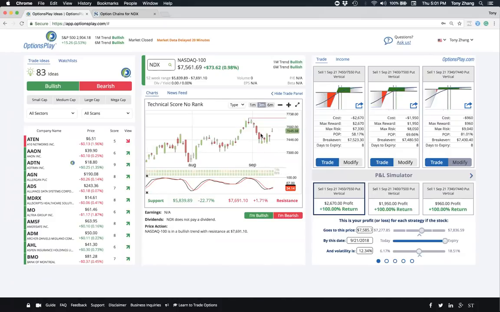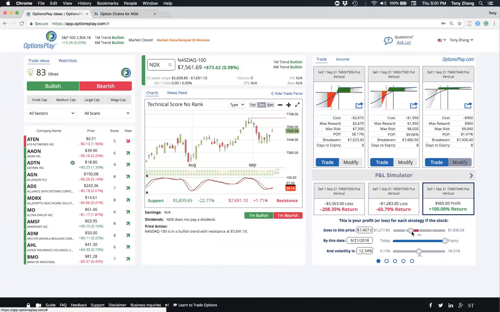So I'm maybe expecting this to go back up to its 52-week high around 7,600. From that perspective, if it does go up to 7,600, I would prefer to sell this near the money credit spread because I'm going to get a nice $2,600 in premium versus only $1,900 or only $960. However, I do understand that my risks are to the downside, and this is really where you have to ask yourself, where do I feel NDX is going to go?